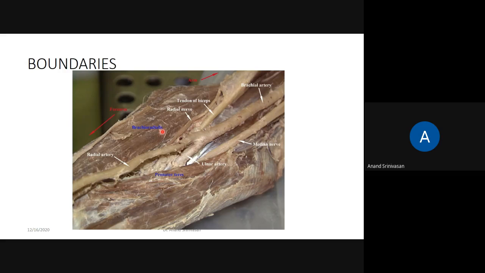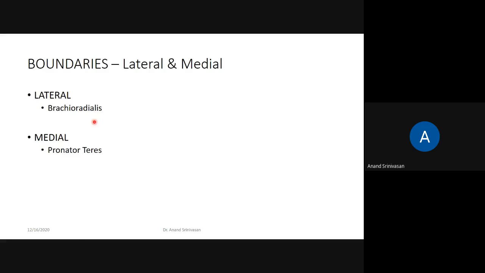brachioradialis. Why is this muscle named brachioradialis? Because it takes its origin from the arm. Another name for arm is brachia. And it goes and gets inserted into the radius bone. So that's why this is called brachioradialis. So medially by the pronator teres and laterally by the brachioradialis. Okay. So laterally brachioradialis and medially the pronator teres.